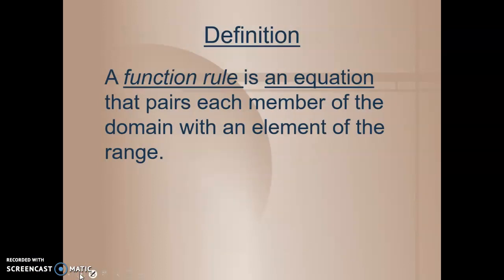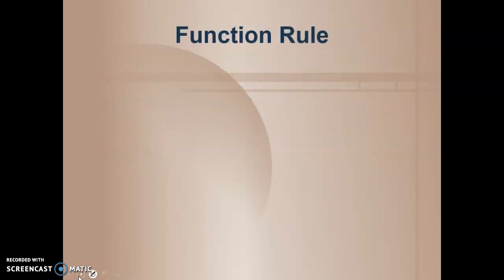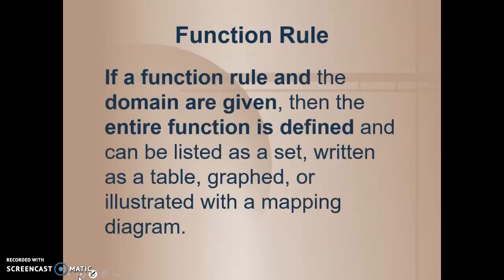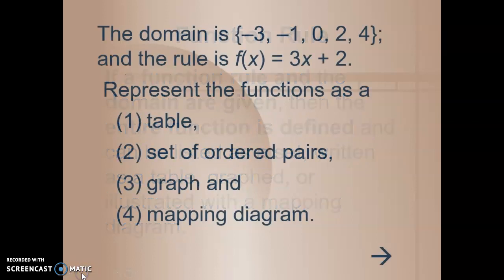A function rule is an equation that pairs each member of the domain with an element of the range. So I've been calling them function rules this whole time. They're equations that pair each x with its own y. If a function rule and the domain are given, then the entire function is defined and can be listed as a set, written as a table, graphed as particular points in the Cartesian plane, or illustrated with a mapping diagram. That's only if the domain is actually given.